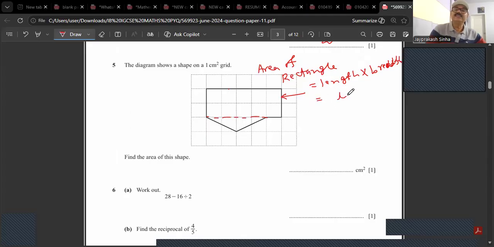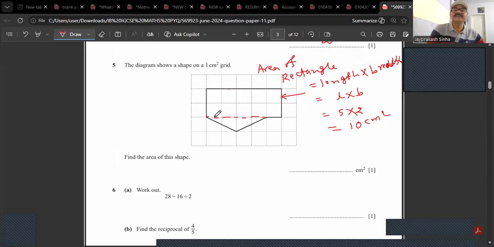Length into breadth. So what is the length here? 1, 2, 3, 4, 5. What is the breadth here? 1, 2, that is 10. So 10 centimeters square. And now we have to find this area.